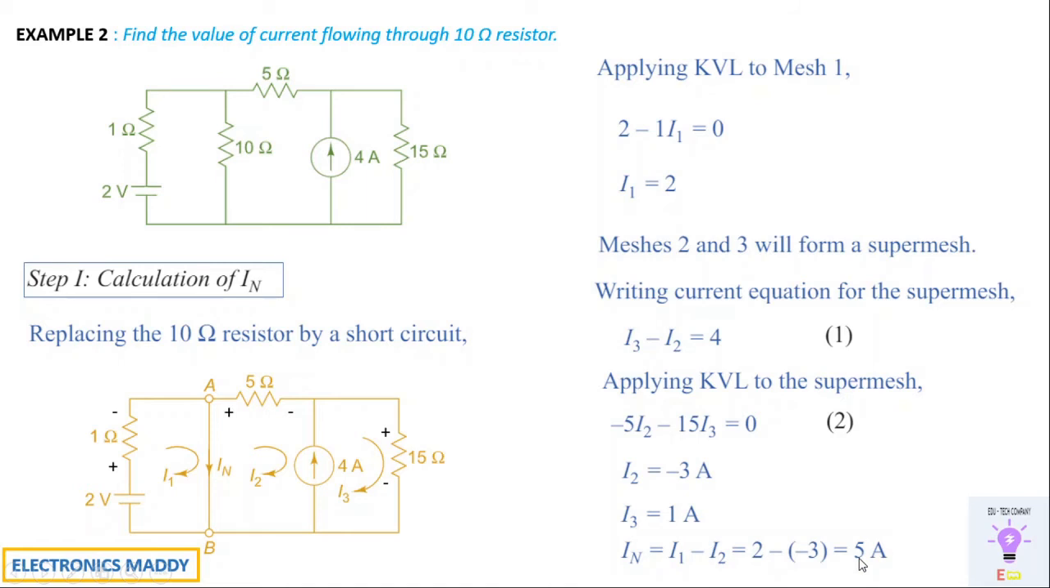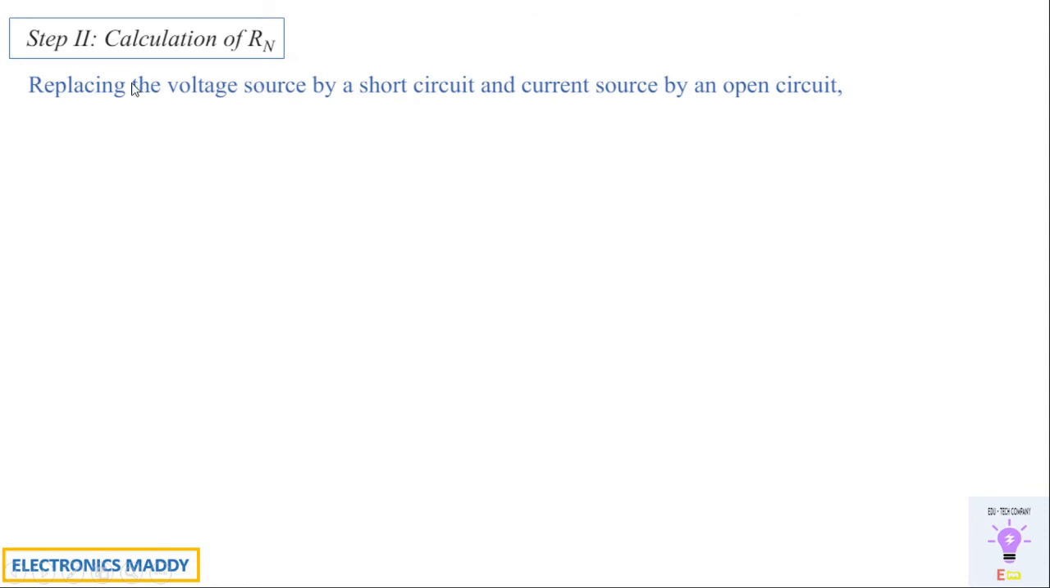So once we have found out the value of IN, our next step is, as usual, to find the value of Rn, where a voltage source is replaced by a short circuit and a current source by an open circuit. So you'll be arriving at this point. This will be the equivalent representation of the circuit.